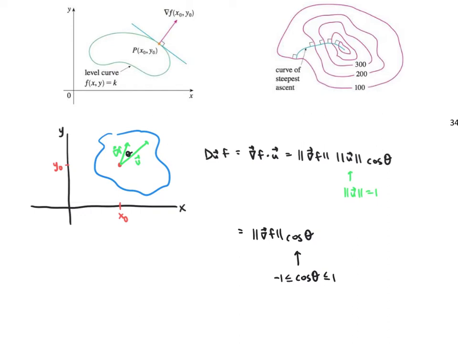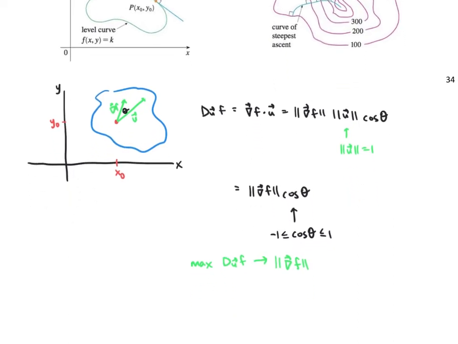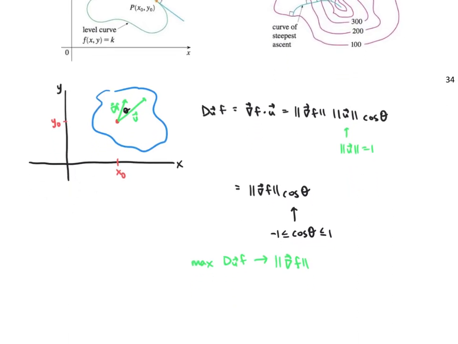So let's say that we were trying to, for example, maximize the directional derivative. That would occur when cosine of the angle is its largest value, which would be 1. Therefore, the maximum of a particular directional derivative would be the magnitude of the gradient. And again, that's because cosine of the angle would need to be 1 in order to maximize that equation.